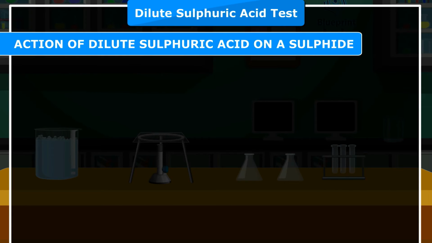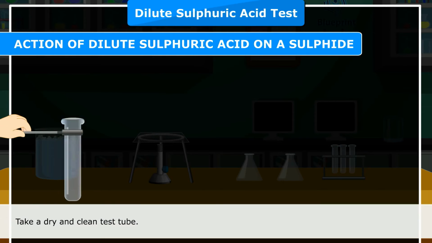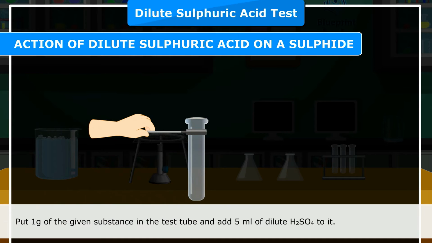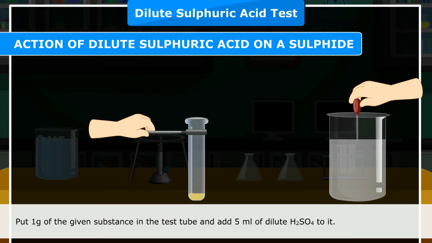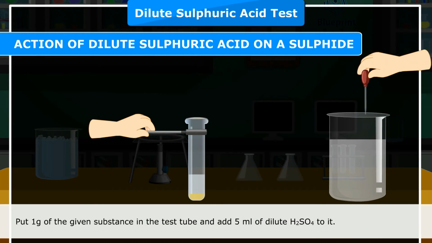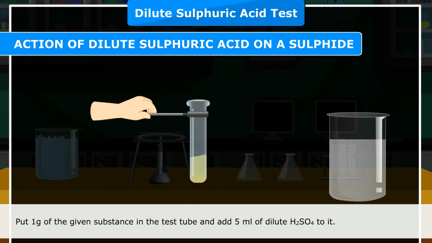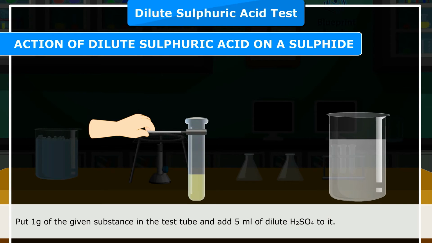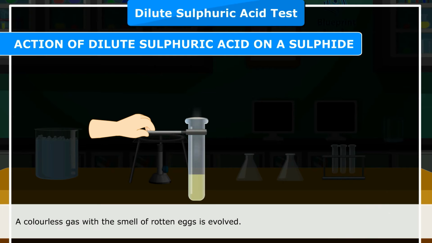3. Action of dilute sulfuric acid on a sulfide. Take a dry and clean test tube. Put 1 gram of the given substance in the test tube and add 5 milliliters of dilute H2SO4 to it. A colorless gas with the smell of rotten eggs is evolved.